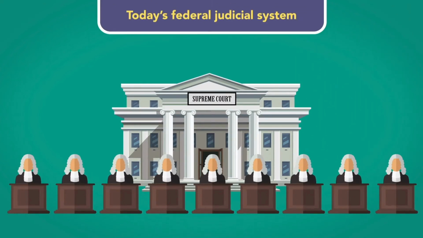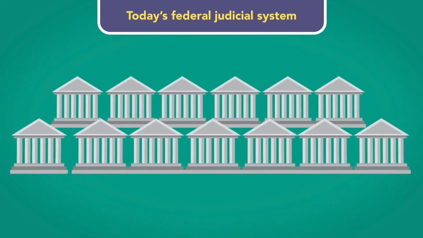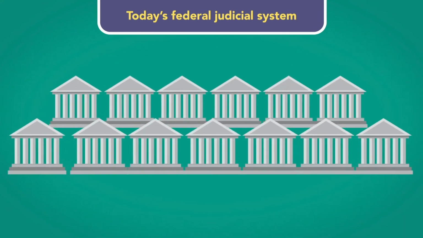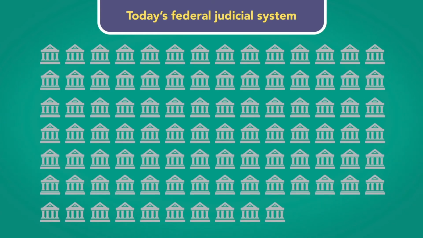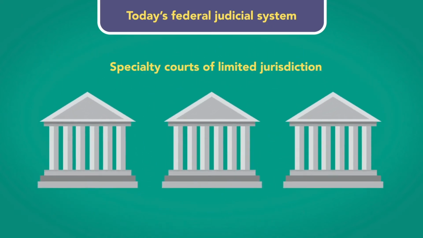Today, the federal judicial system consists of the Supreme Court with 9 justices, 13 circuit courts of appeal, 11 geographic circuit courts, the D.C. Circuit Court and the Federal Circuit, and 94 district courts. There are also a number of specialty courts of limited jurisdiction.